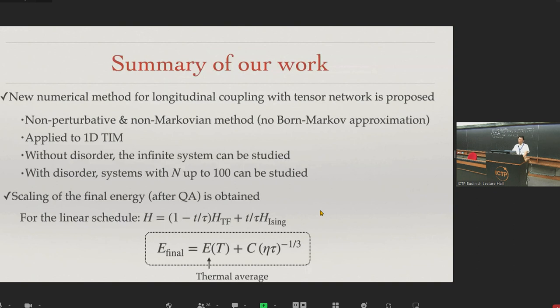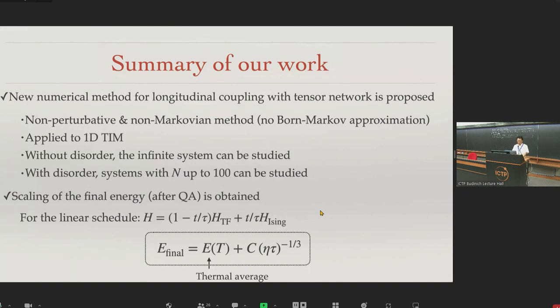In our work, we developed a new numerical method for longitudinal coupling with the tensor network method. The properties of our method are, first, that it is non-perturbative and non-Markovian. That is, we don't use the Born-Markov approximation. Our method can be applied to the 1D transverse Ising model so far. In the absence of disorder, we can study the infinite system. And in the presence of disorder, we can study systems with size up to, roughly speaking, 100.